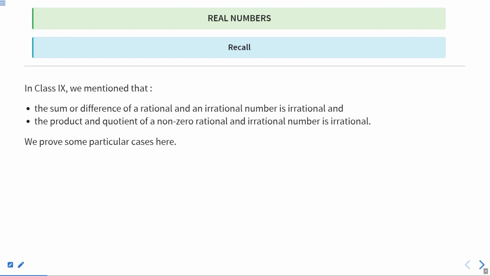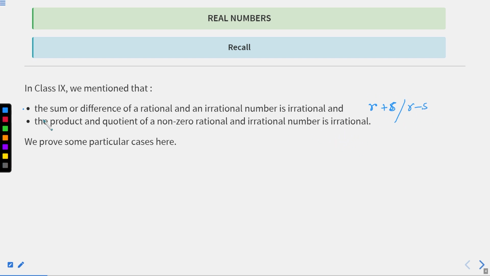So in class 9 you have studied two important properties. The sum or difference of a rational number and an irrational number is irrational. So if we have rational number r and irrational number s, then r plus s or r minus s is an irrational number.